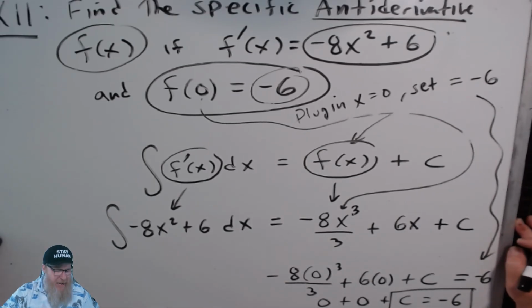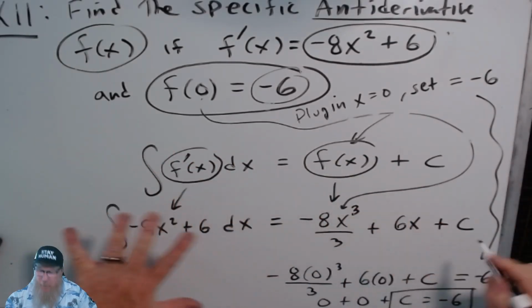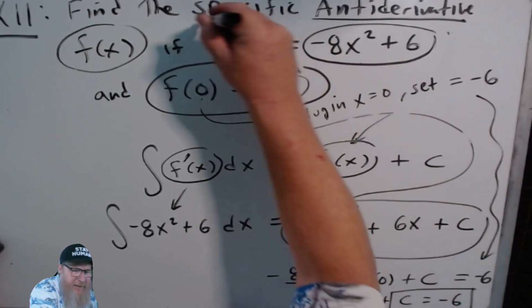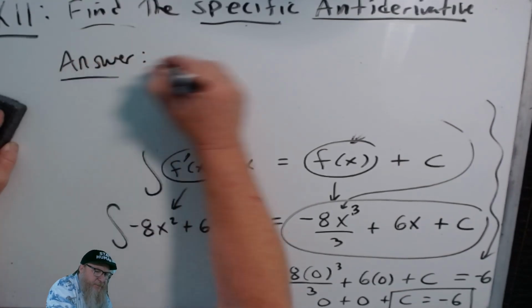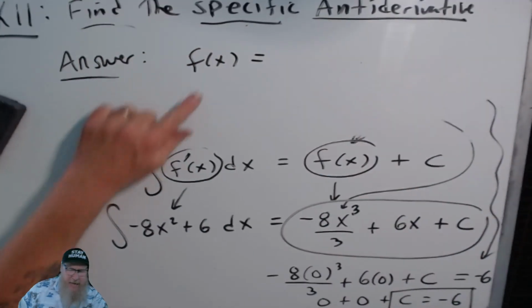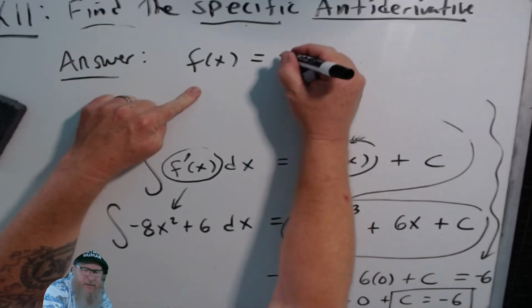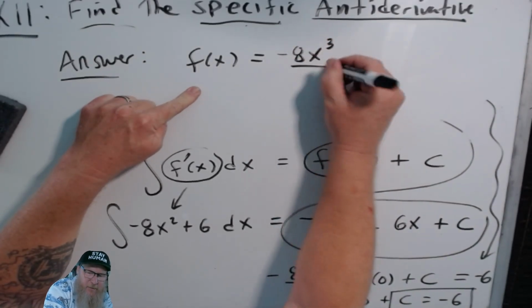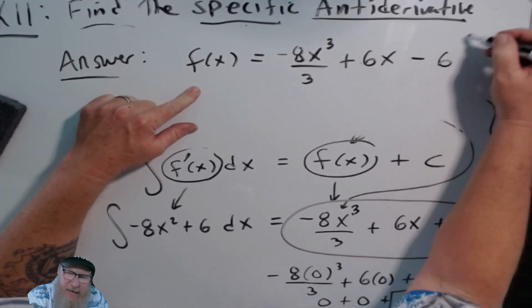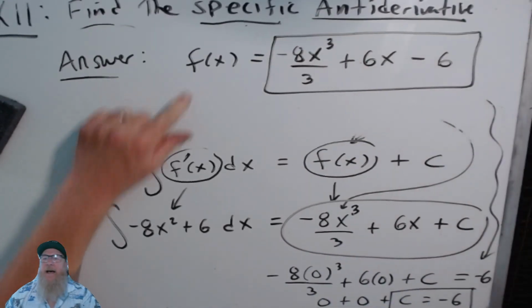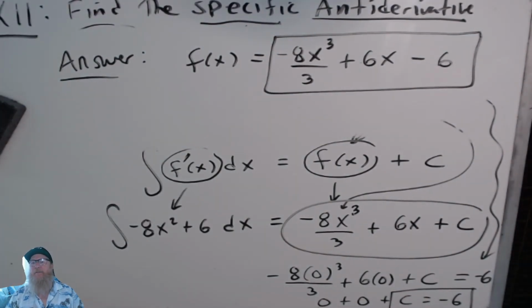All right, and so what's the final answer now? The final answer is putting this all together by finding the specific antiderivative. So the answer is this: f of x equals -8x cubed over 3 plus 6x minus 6. And that is your specific antiderivative. Okay.